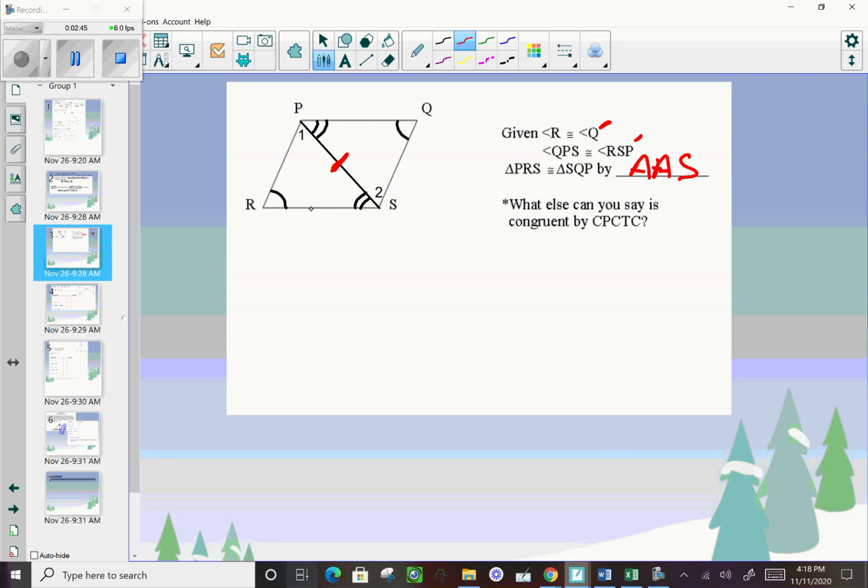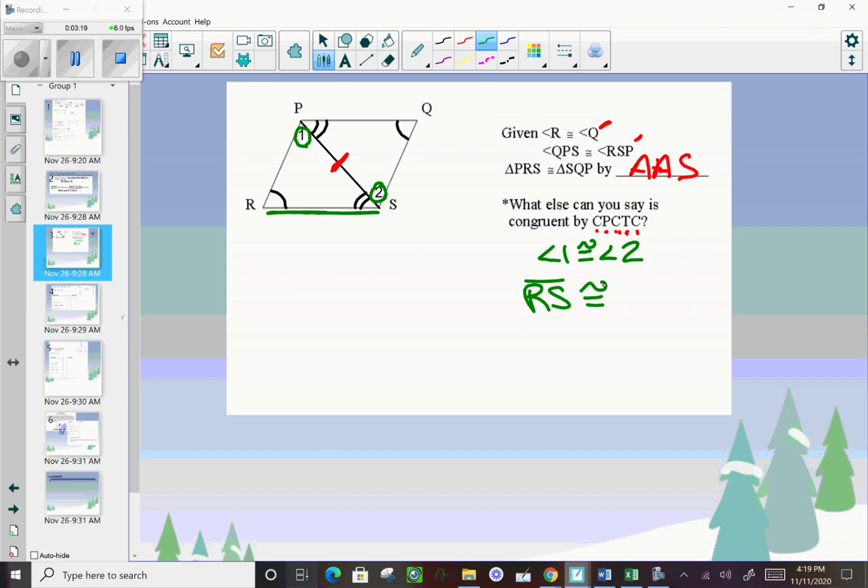So what else can we say is congruent by corresponding parts of congruent triangles are congruent, or CPCTC? Corresponding parts of congruent triangles are congruent. So what are our other parts? Well, I see an extra angle. I know angle 1 has to be congruent to angle 2. There's also the side that's not marked with a tick mark that goes between R and S.